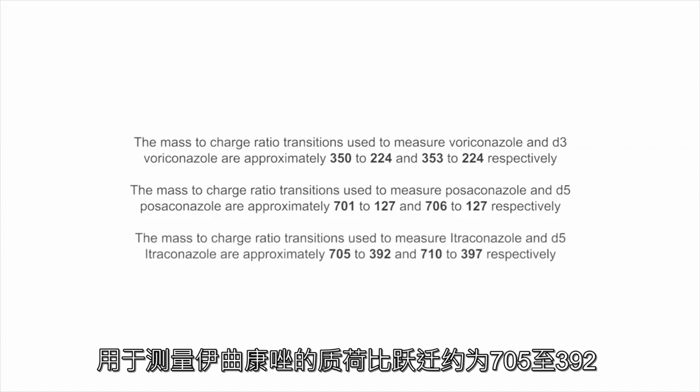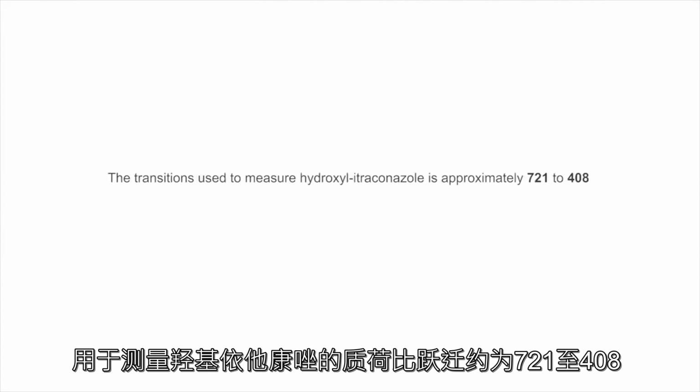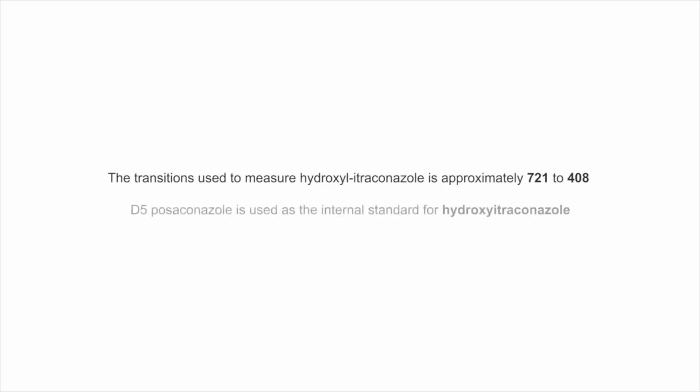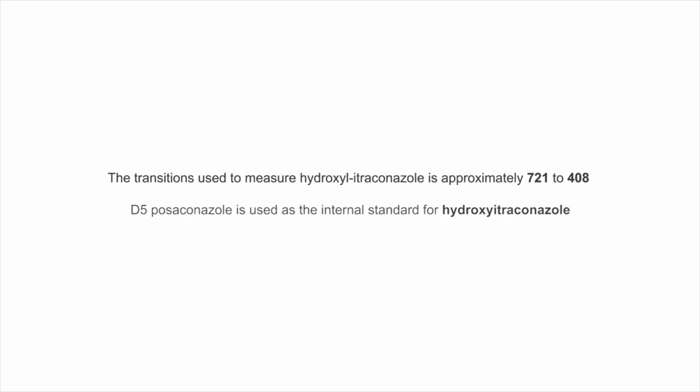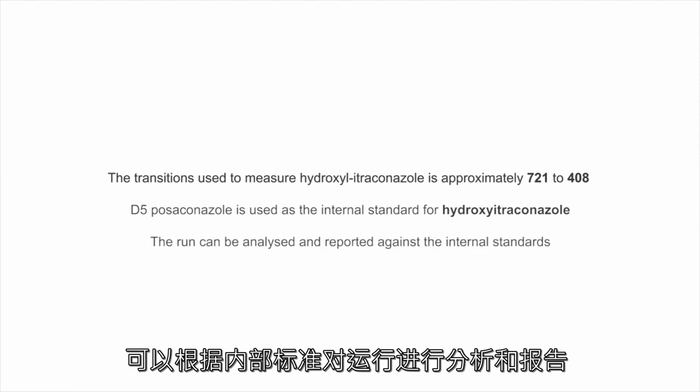The mass to charge ratio transitions used to measure itraconazole and D5 itraconazole are approximately 705 to 392 and 710 to 397 respectively. The transition used to measure hydroxyitraconazole is approximately 721 to 408. D5 posaconazole is used as the internal standard for hydroxyitraconazole. The run can be analysed and reported against the internal standards.